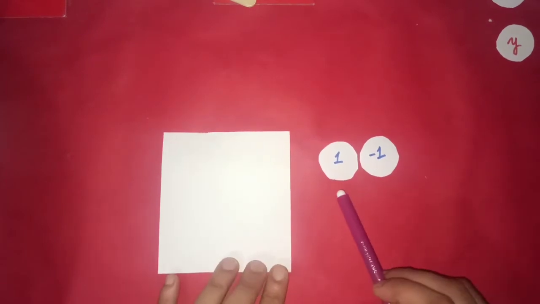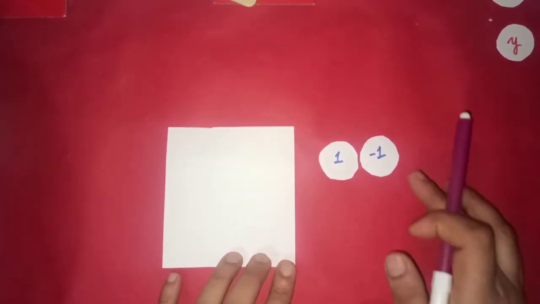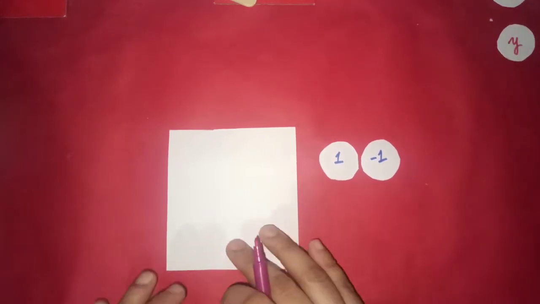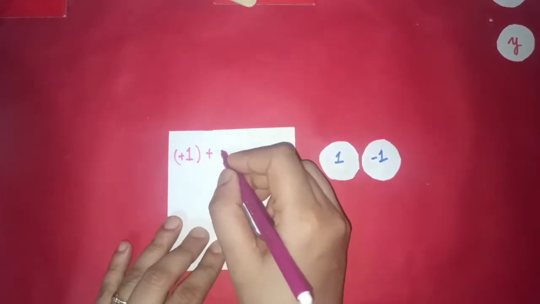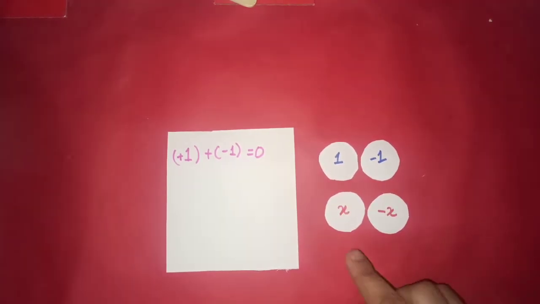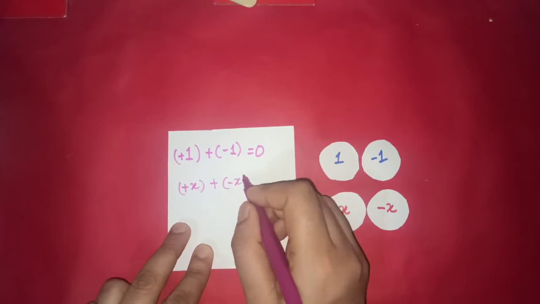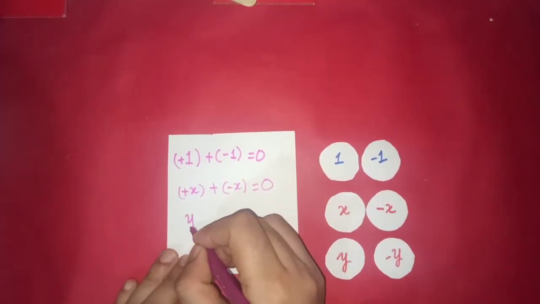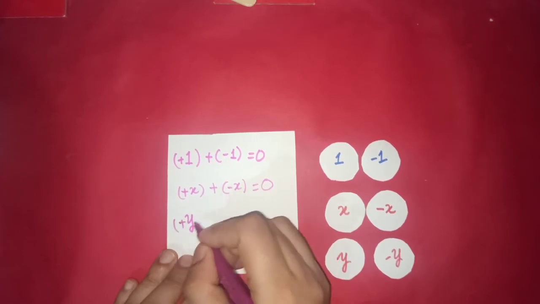I have with me a positive 1 and a negative 1. If I keep them together, I get a 0 pair. And on paper, I would be writing it, so it becomes a 0. Now I have with me a positive x and a negative x. It also represents a 0 pair. I have another 0 pair with y.